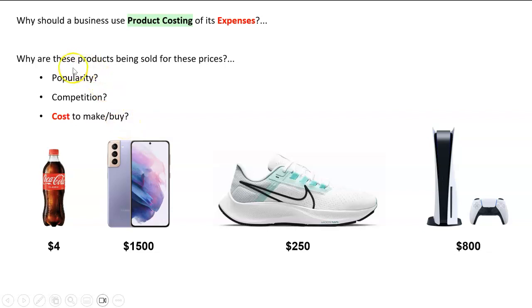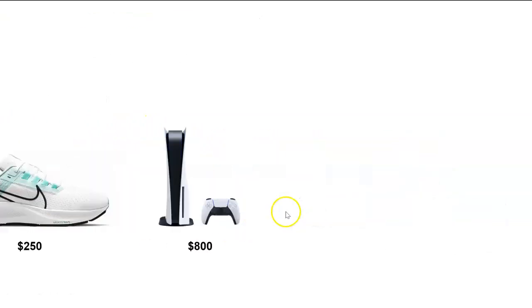And for us, most importantly, what is the cost to make or buy this inventory? Now, in business management, we might consider something like the popularity and the competition, but for accounting, the one we need to consider is, what is the cost of the inventory to either make it or buy it? And that is what's going to help us determine the actual price that we sell the inventory for.